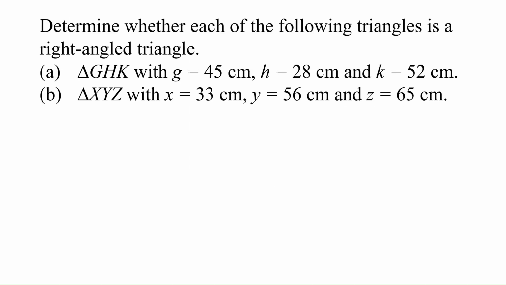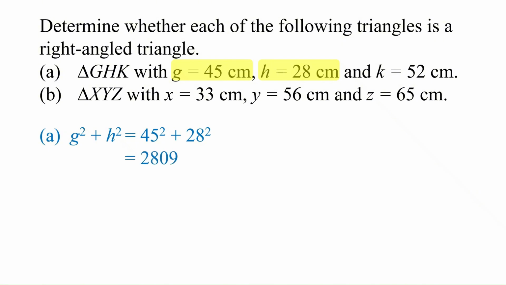Let us apply the converse of Pythagoras' theorem to help us determine whether each of the following triangles is a right-angled triangle. For triangle GHK, we can see that the two shortest sides are G, which is 45 cm, and H, which is 28 cm. So let's compute G squared plus H squared, which is 45 squared plus 28 squared. Keying that into a calculator, we get 2809. Next, let's compute K squared, which is 52 squared. Again, with the help of a calculator, we get 2704.